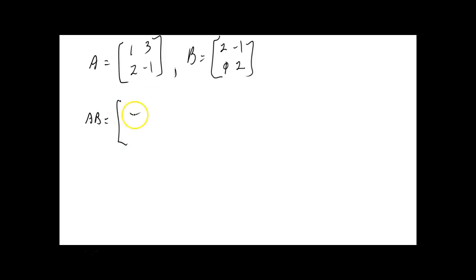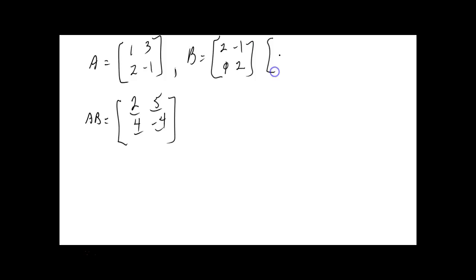AB would be what size? 2 by 2. Okay. So let's multiply. What do you get? First one? 2. Second one? 5. Excellent. You did say positive 5, right? Yeah, okay. Next. Yep. Next. -4. Right? Okay.